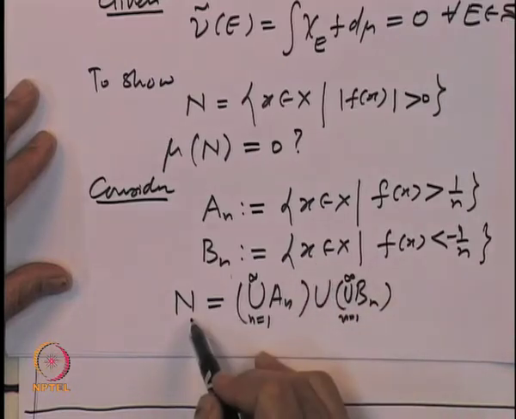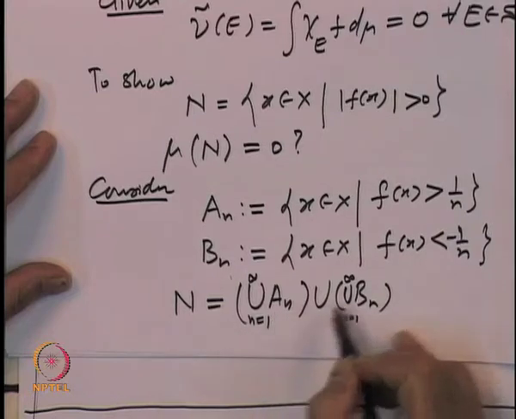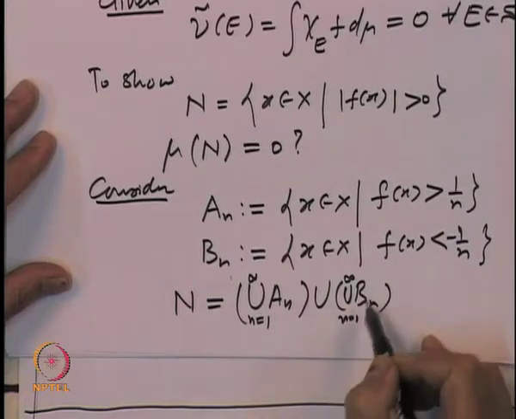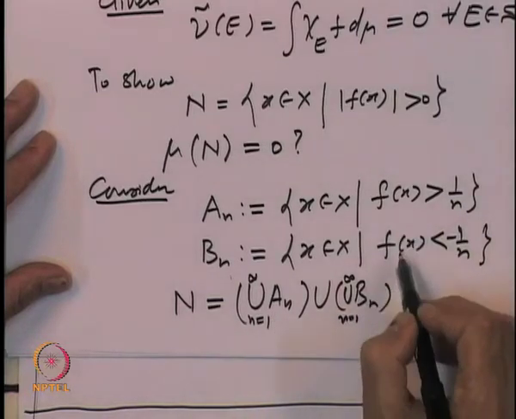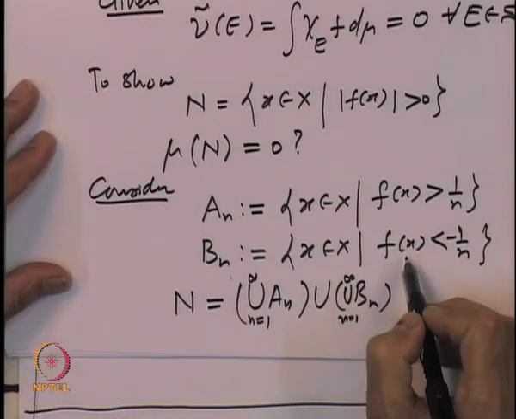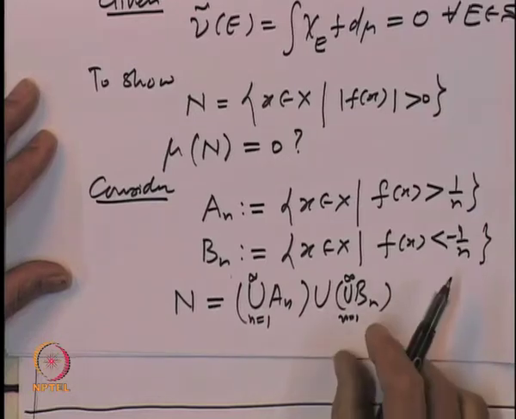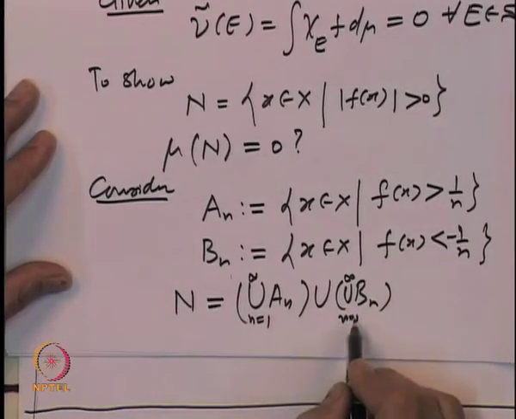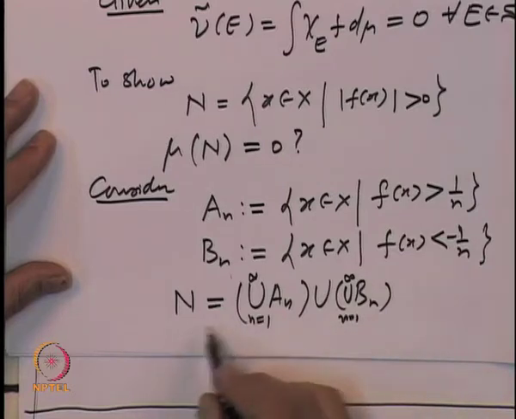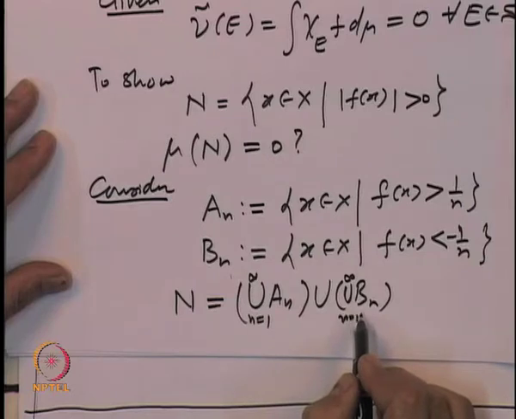So, every point x in N either belongs to A_n or belongs to B_n, and obviously, if x belongs to A_n or B_n, then f of x is not equal to 0. So, it belongs to N. So, N is equal to this. N is written as a countable union of sets, and all of these are sets in the sigma algebra S, and we want to show this union has got measure 0.